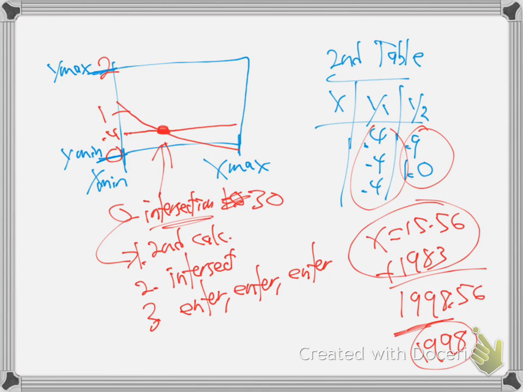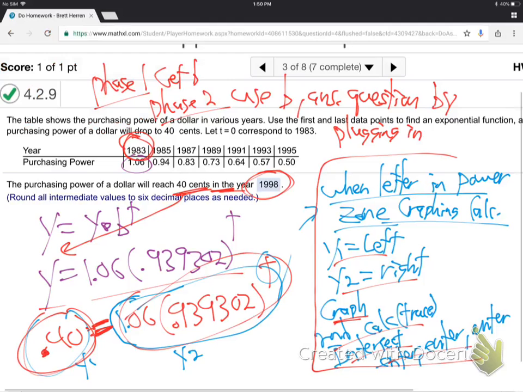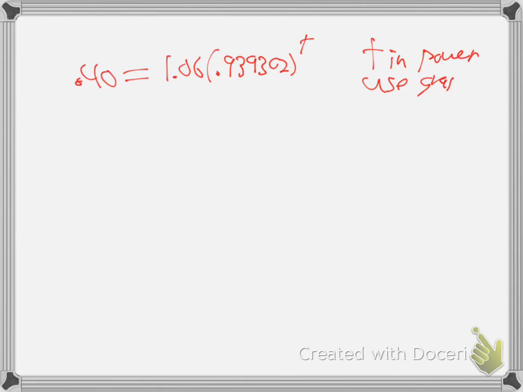That wasn't easy. The logs aren't easy either. There's no easy way to answer that question. I can show the log thing again real quick. So what was the question? It was 0.4 equals 1.06 times 0.939302 to the t. So t is in the power. Use graphing calculator, or logs. So the log way would be just put a log on both sides.